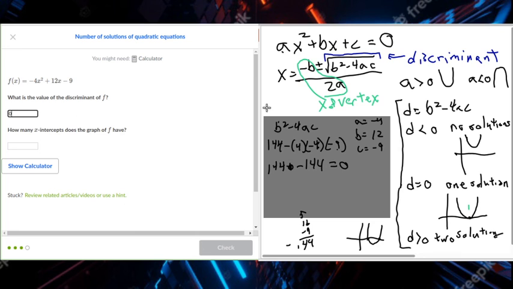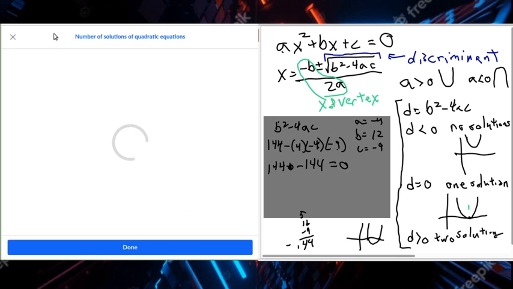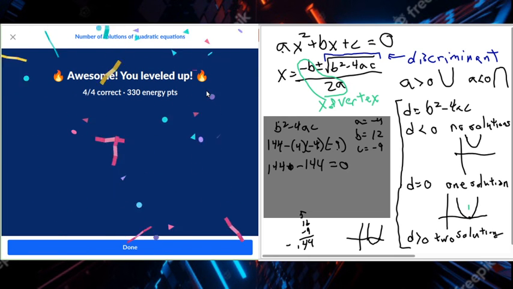And if we look over here, 0 means that there's one solution, and it's touching the x-axis just like that. The leading coefficient is less than 0, so it's going to open down, but it's going to touch once, so there's going to be one x-intercept. And that is how we check our solutions for a quadratic equation.